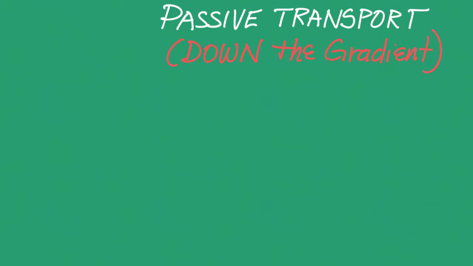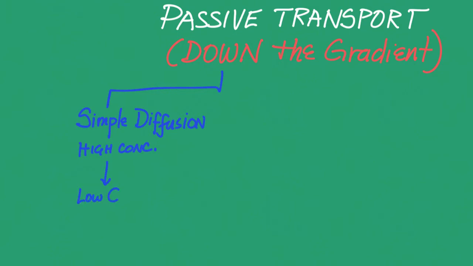There are three kinds of passive transport: simple diffusion, facilitated diffusion, and osmosis. So let's take a look at simple diffusion. This is the movement of molecules down the concentration gradient. So you move from a region of high concentration and molecules move down to a region of low concentration.